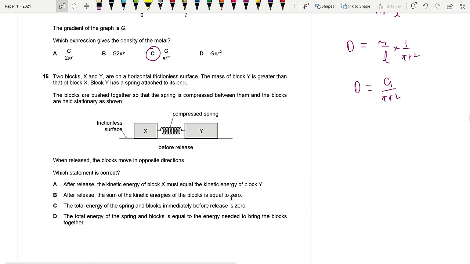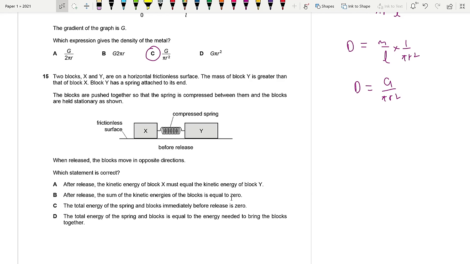Moving on to 15, two blocks x and y are on a horizontal frictionless surface. The mass of block y is greater than that of block x. Block y has a spring attached to its end. The blocks are pushed together so that the spring is compressed between them and the blocks are held stationary as shown. When released, the blocks move in opposite directions. After release, the kinetic energy of block X must be equal to kinetic energy of block Y.